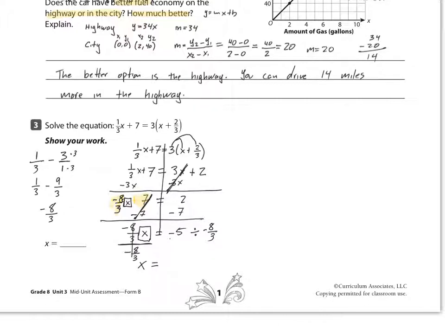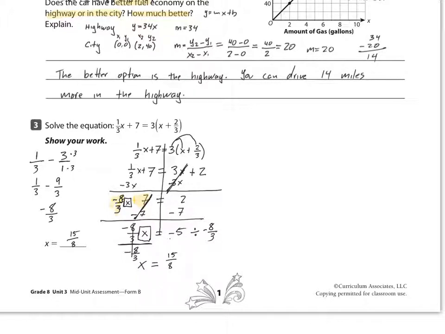Whenever you have a division of a fraction, you're going to do the keep, change, flip. So we're going to keep the negative 5. We're going to change the division sign, and now we're going to flip the fraction. And that will give you positive 15 over 8. And that will be your answer. Yes, you can simplify that, but I'm okay with 15 over 8.